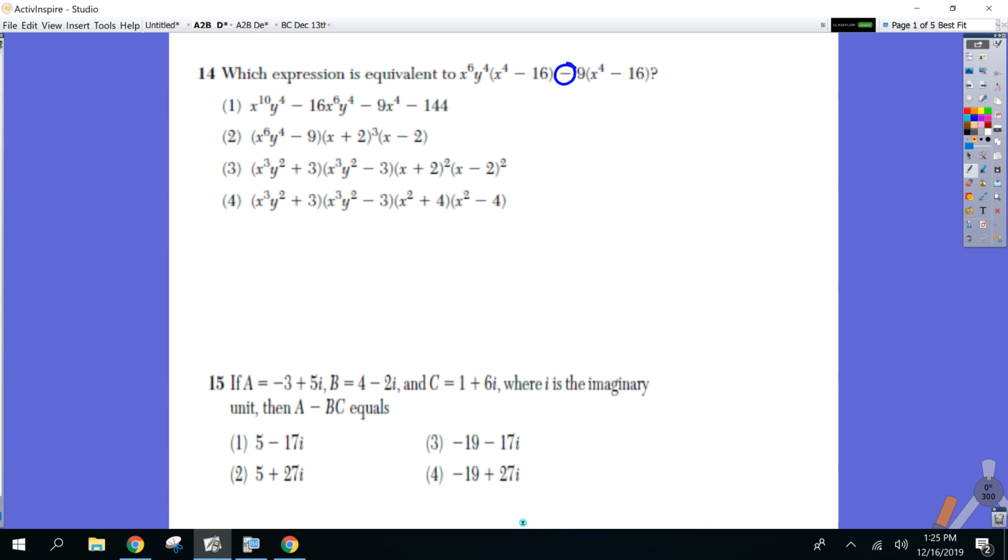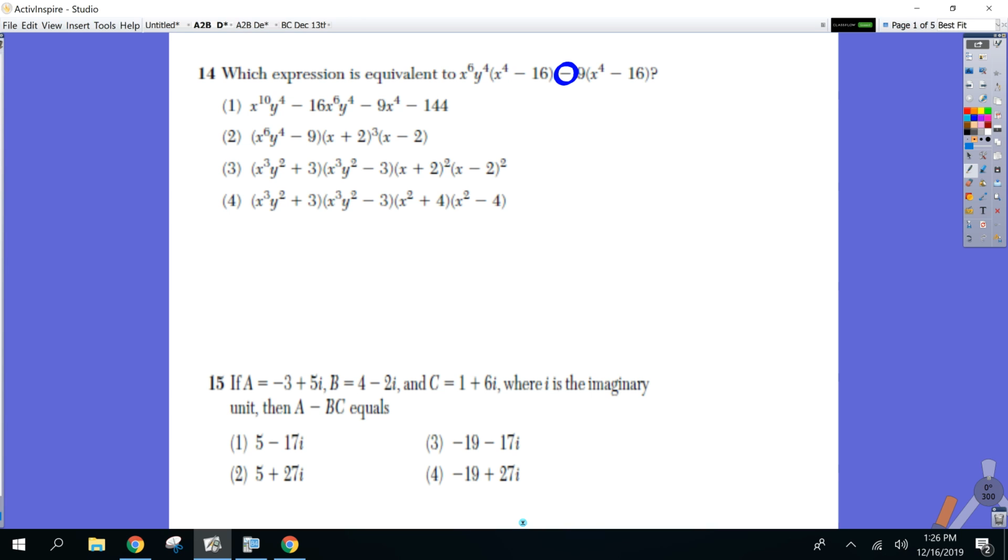Ready? Look at your subtraction symbol right here. What do you notice on the left and the right that they have in common? Tell me what they have in common on the left, and don't tell me x's and y's. Get more specific, please. 4x to the fourth minus 16. Everyone see they have that in common, the left and right. That's your GCF. You're taking that out right now.